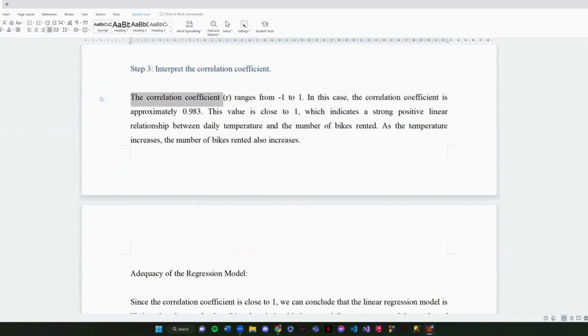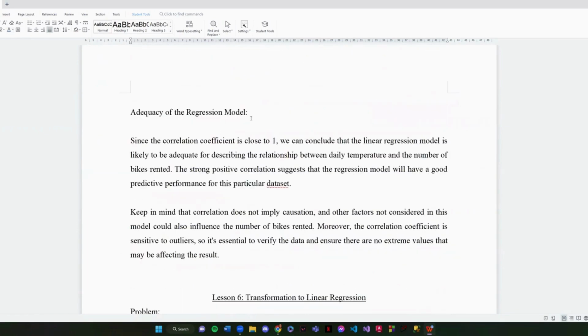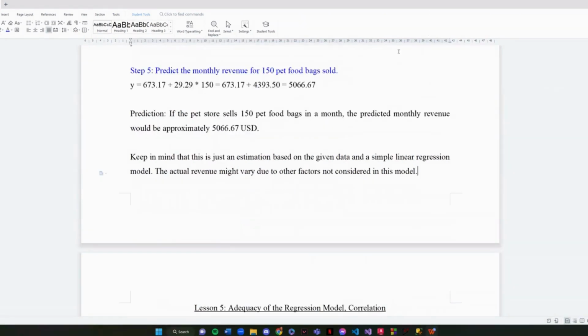The correlation coefficient ranges from -1 to 1. In this case, the correlation coefficient is approximately 0.983. This value is close to 1, which indicates a strong positive linear relationship between daily temperature and the number of bikes rented. As the temperature increases, the number of bikes rented is also increasing. Since the correlation coefficient is close to 1, the linear regression model is likely to be adequate for describing the relationship between daily temperature and the number of bikes rented. The strong positive correlation suggests that the regression model will have good predictive performance for this particular dataset.